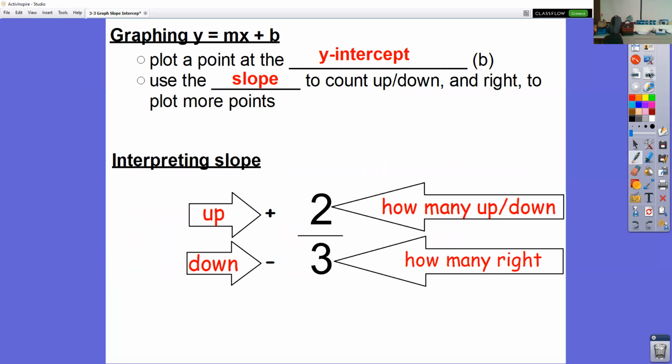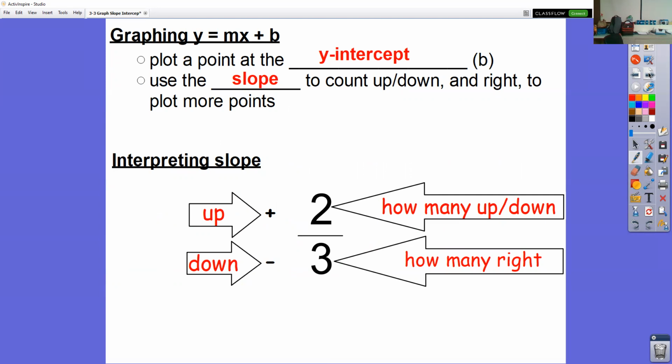Graphing y equals mx plus b. You want to plot a point at the y-intercept. Okay, use the slope to count up or down, right, and plot more points. Again, the y-intercept is where the graph crosses the y-axis.